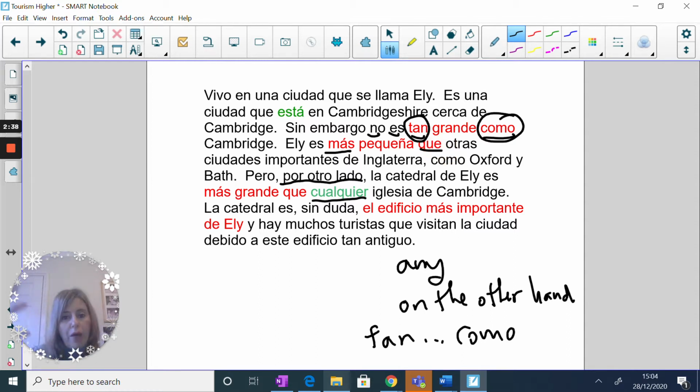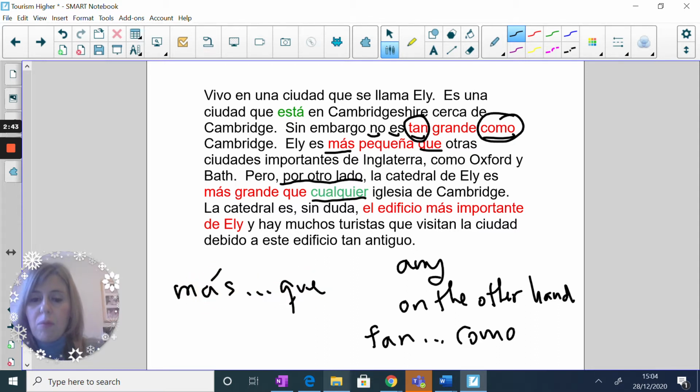So to say more than, in Spanish we say más que, more than. Other important cities than in English. Remember, in Spanish, first is the noun, and then is the adjective, and the adjective needs to agree with the noun. So if the noun is plural, ciudades, you need to have importantes, with an s in both of them. Pero por otro lado, on the other hand, la catedral de Ely es más grande que. Ely Cathedral is more big than, bigger than.